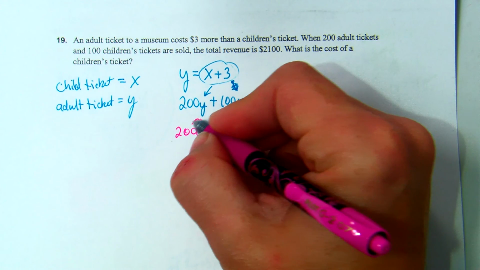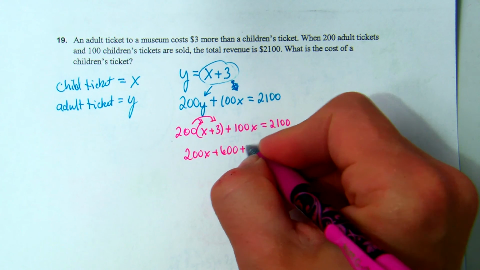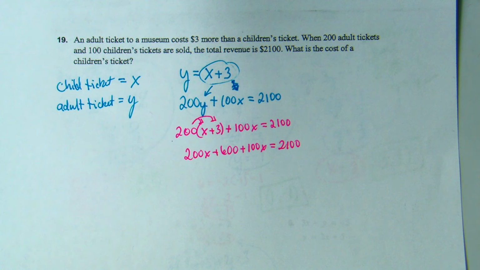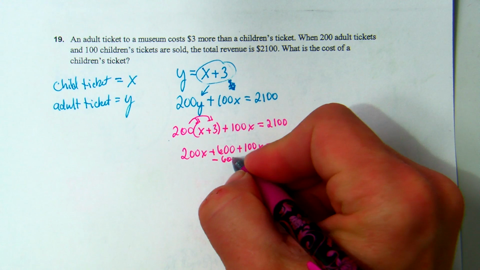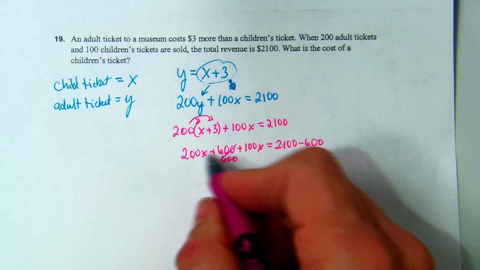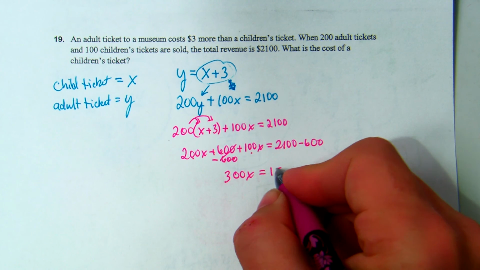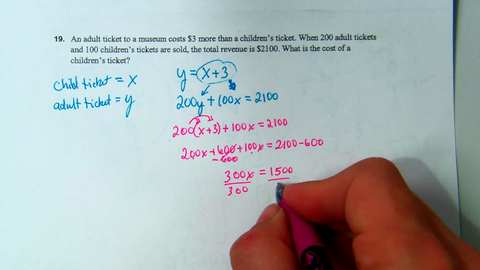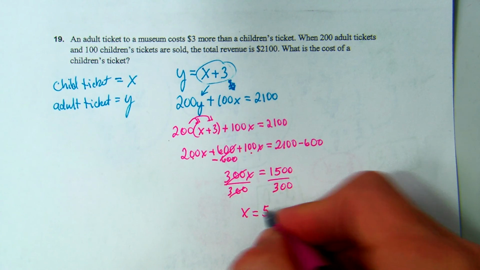So I'm going to distribute my 200. I'm going to end up with 200x plus 600 plus 100x equals 2,100. A lot of zeros, a lot of hundreds going on there. That's okay. I'm going to subtract 600 from both sides. That'll go away. I'm going to combine my 200x and 100x, which is going to equal 300x, and this is going to equal 1,500 on this side. I'll divide by 300, and x is going to equal 5.